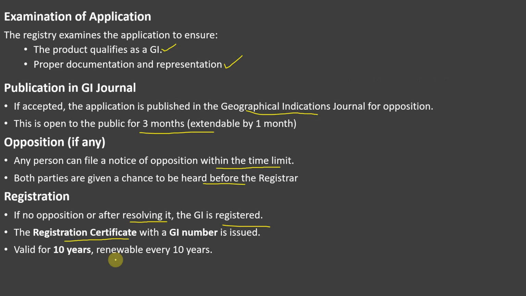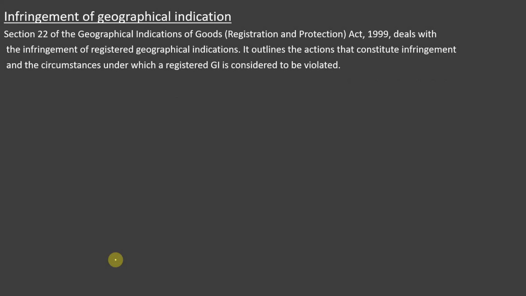So the Geographical Indication Act also provides the remedies in case of infringement of geographical indication. So section 22 of the Geographical Indication of Goods Registration and Protection Act 1999 deals with the infringement of registered geographical indications. It outlines what constitutes infringement and the circumstances under which a registered GI is considered to be violated. So section 22 specifies the circumstances which can be stated as infringement or violation of geographical indications.